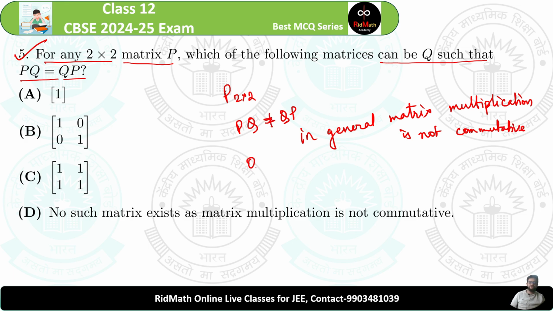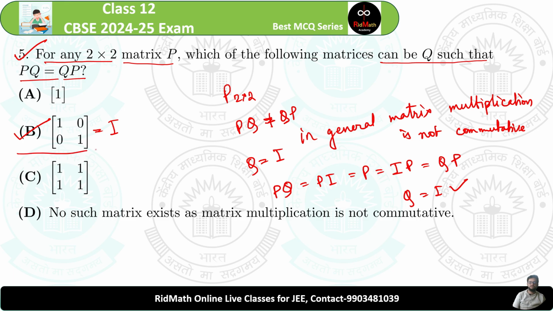But if you take Q equal to the identity matrix, then PQ equal to P into I, this is equal to P, and this is also equal to I into P, that is Q into P. So Q equal to I satisfies this. So that means Q has to be the identity matrix. So option B is correct. This is the identity matrix 1 0 0 1. So option B is correct. Okay, next problem.